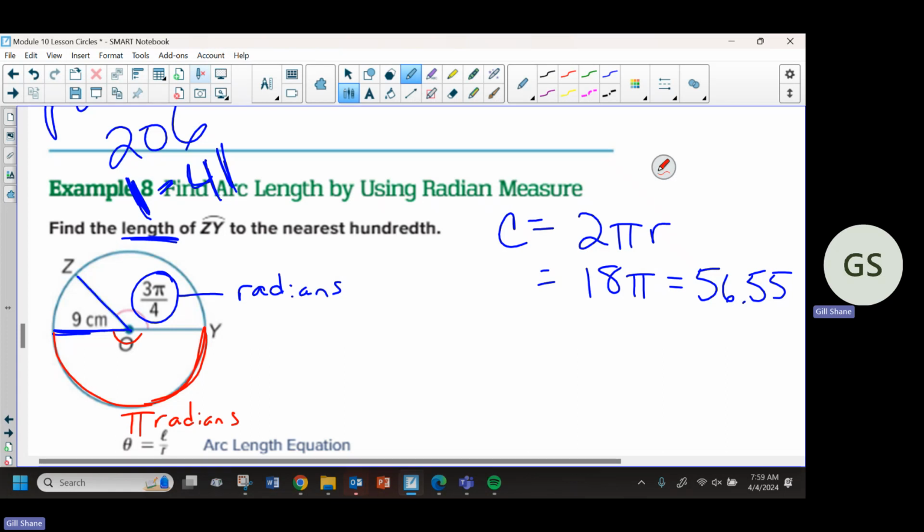So 3 pi radians is short of 1 pi, right? It's 3/4. But it should be short of a half of a circle, which it is. It's actually right in the middle of 90 and 180. So again, if that helps you to understand a little bit about what you're trying to figure out.